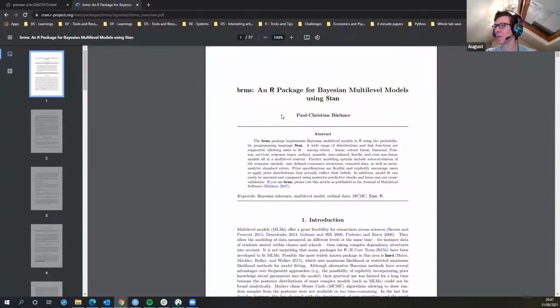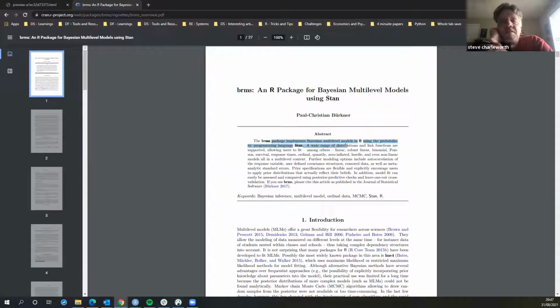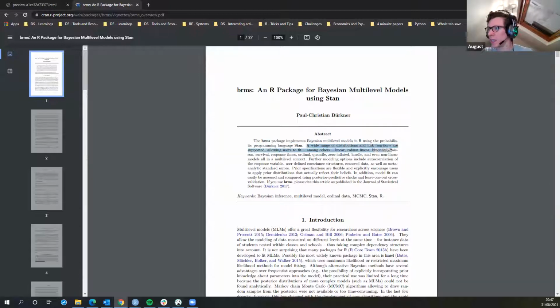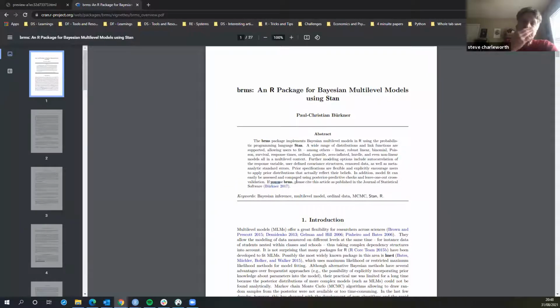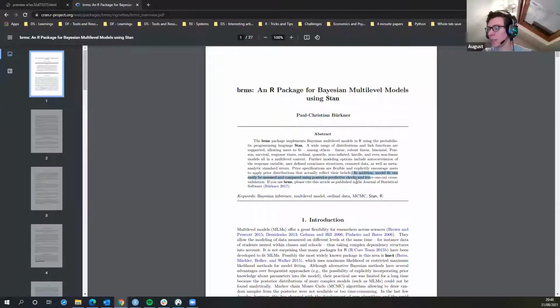So what do they call it? The package implements Bayesian multilevel models in R using the probabilistic programming language Stan. A wide range of distributions and links. Oh, you could do survival models, ordinal, quantile, zero-inflated. Boy, this looks very useful. Yeah, well, you can basically do anything.